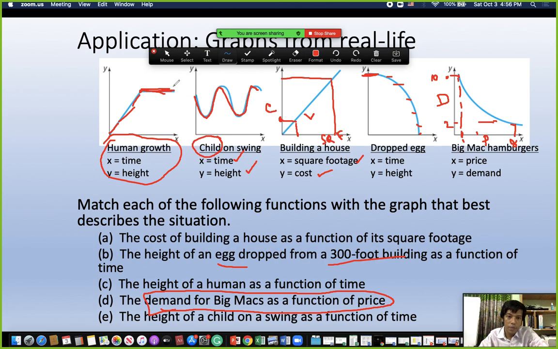So say we give graphs M, N, O, P, Q. Which graph here matches this concept of demand and price? You have to say graph Q. This graph matches this demand and price relationship. This Q matches. So this is the thing.